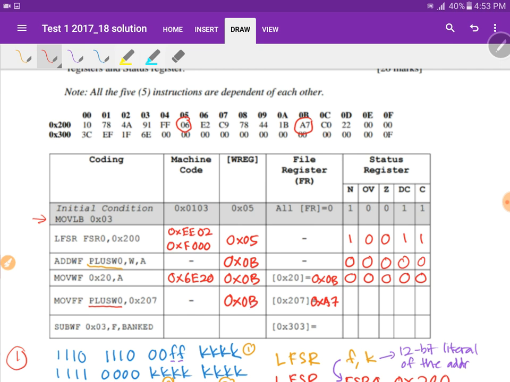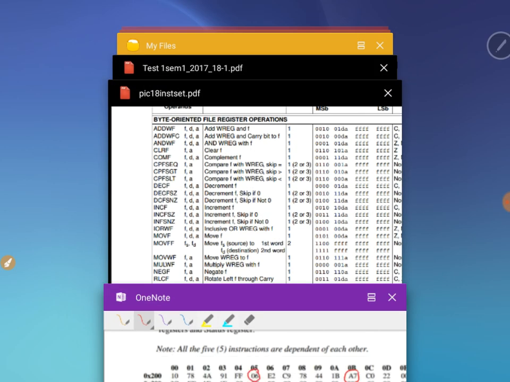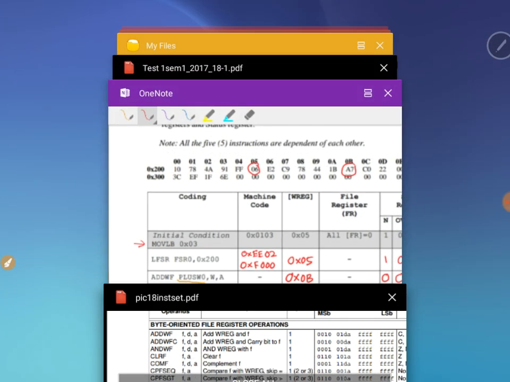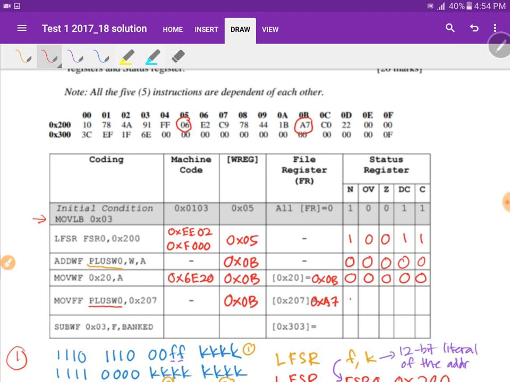Does move FF affect the status register? Let's find out. Move FF, none, so it doesn't affect. So it will remain the same, 0 0 0 0 0.